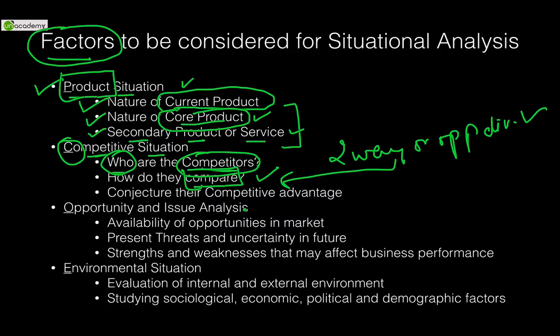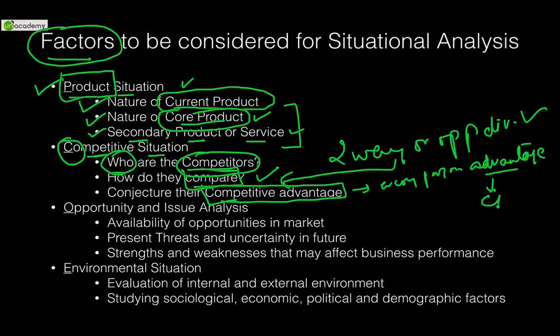And lastly, we understand the competitor's competitive advantage. Very, very important term. We've already understood this, we'll understand it again. In competition, every person or every seller has an advantage over its competitor. This advantage is known as competitive advantage. So what do we call this advantage? Competitive advantage. So we decide what competitive advantage our competitor has.